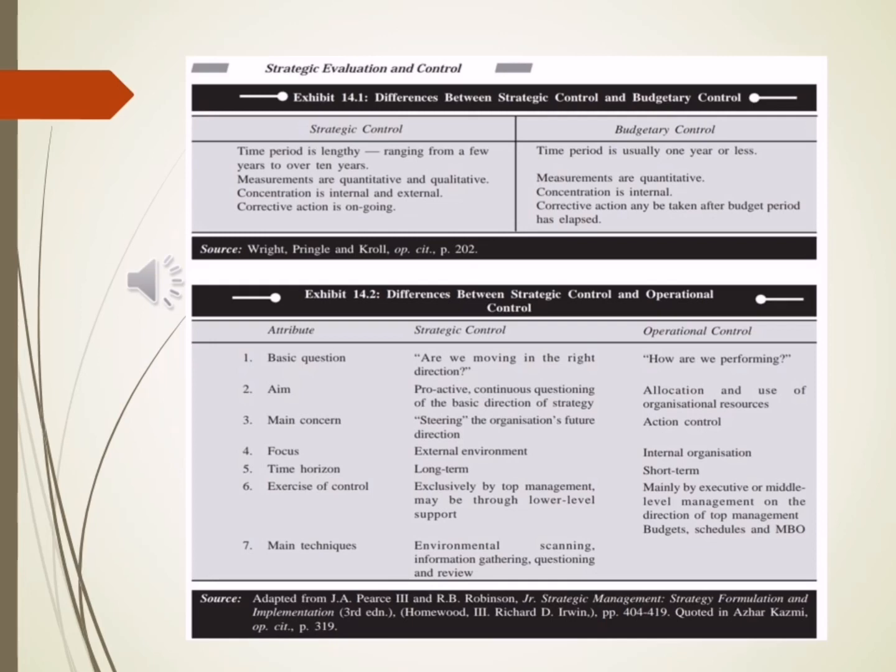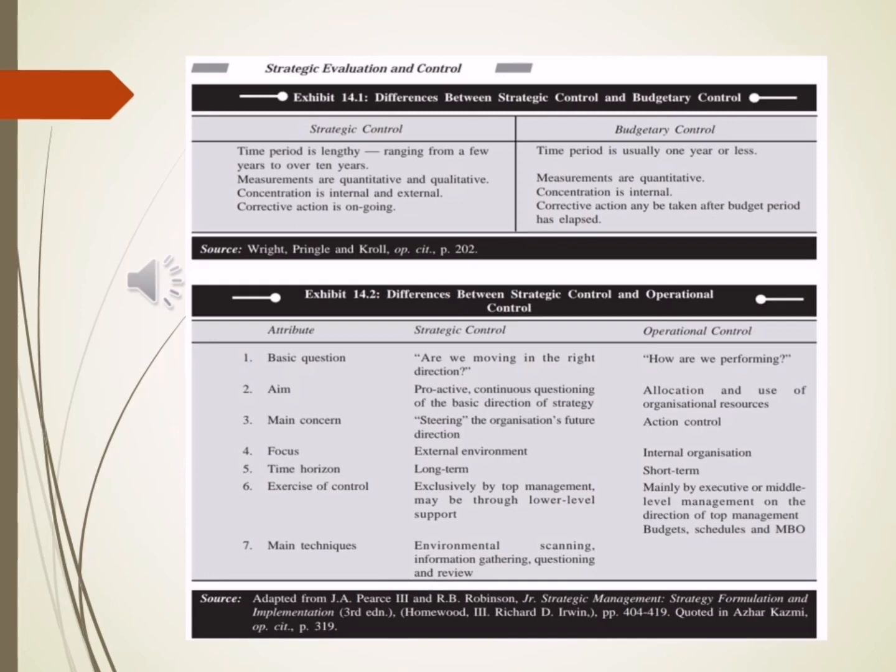And for the next table, it is the differences between strategic control and operational control. Under the attribute, we have: 1, basic question; 2, aim; 3, main concern; and next, focus; then the time horizon; number 6 is exercise of control; and lastly, the main techniques.